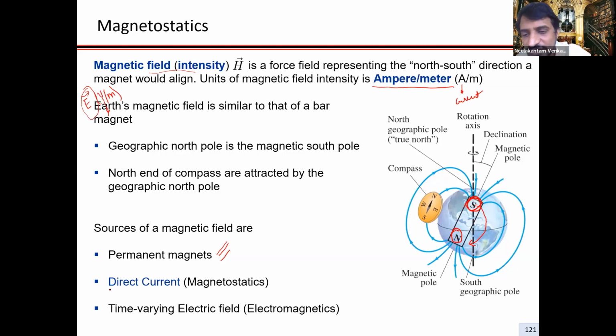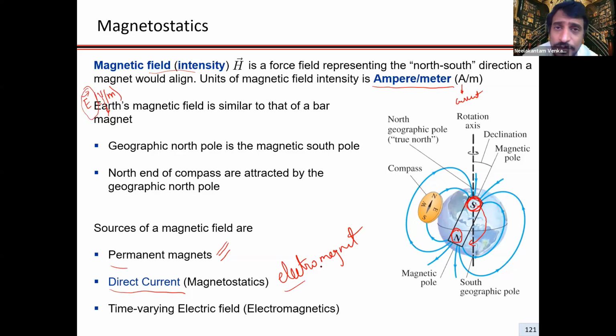The other possibility is you can have simply a direct current. A current is already a source of magnetic field. If I have a wire which carries a current, it becomes a source of magnetic field. And that kind of magnet is called an electromagnet. So permanent magnet is one kind. The second kind is electromagnet. And electromagnet is pretty cool. Whenever you don't want the magnetic field, you just turn off the current. When you want the magnetic field, you just turn on the current. So you have control of when to have the magnetic field and when not.